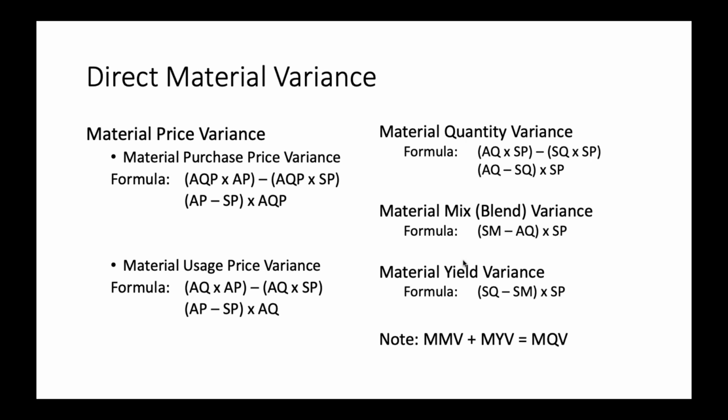The formula for material purchase price variance is actual quantity purchased multiplied by the actual purchase price, less actual quantity purchased times the standard price. If you can see in the formula, there's a similar variable, AQP. So we can simply get the difference between the actual price and the standard price and multiply it by the actual quantity purchased.